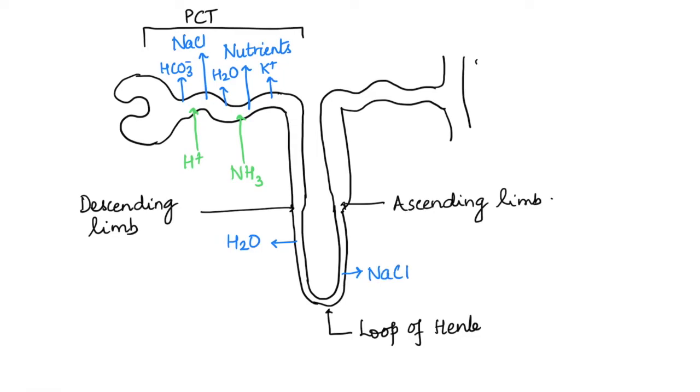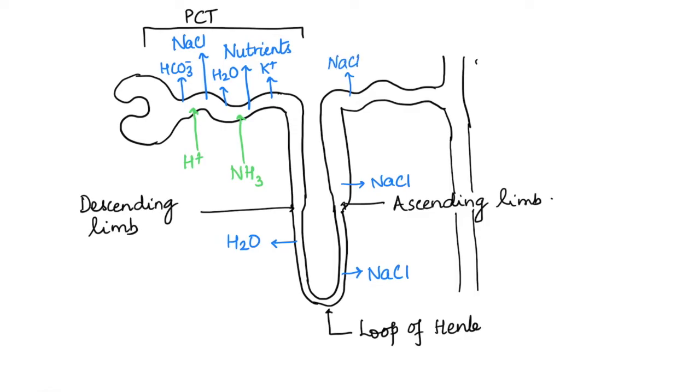Now, the ascending limb here is impermeable to water but is permeable for electrolytes. So, sodium chloride tends to move out of this part actively as well as passively. Now, this causes the filtrate that is moving towards the DCT to become very dilute. So, this fluid from the ascending limb is now moving towards the DCT.